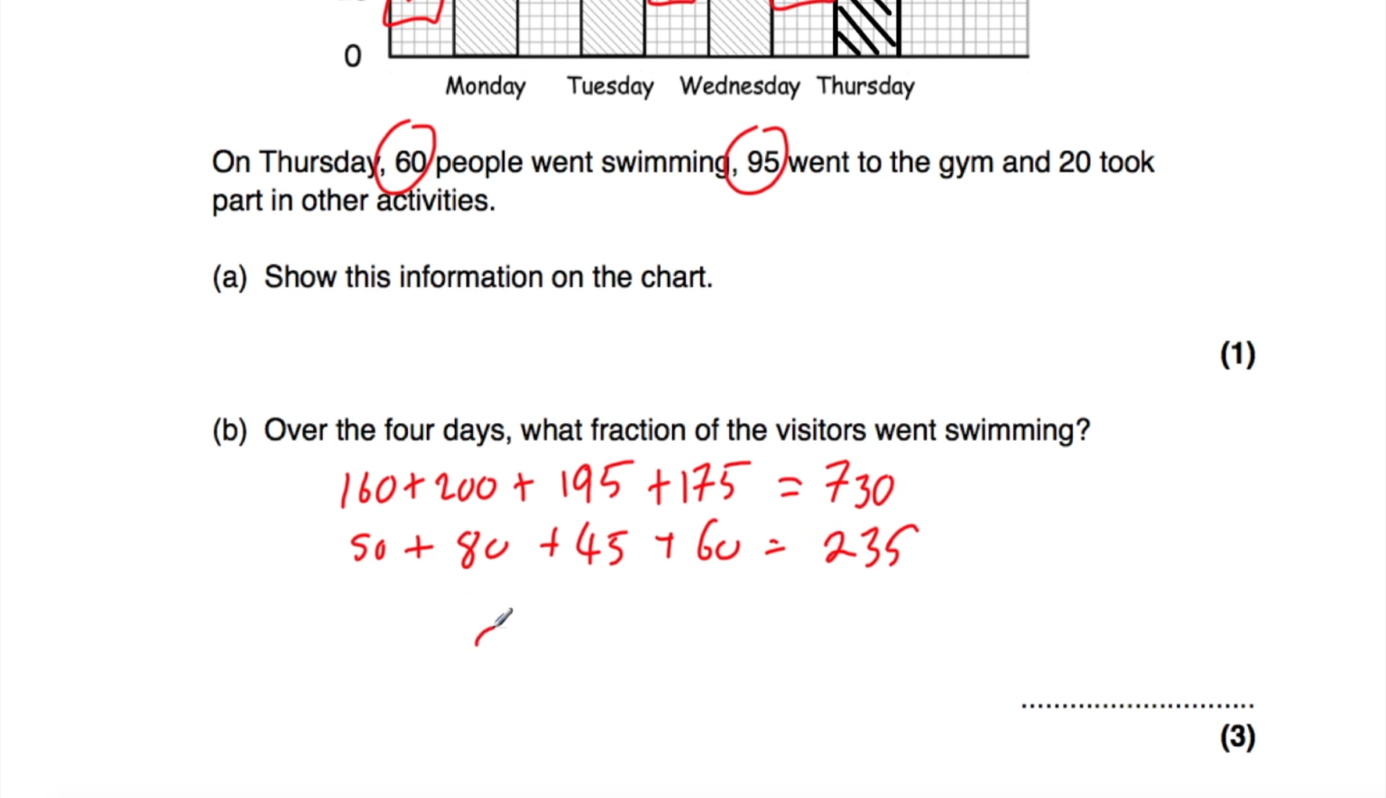So let's write that as a fraction: 235 out of 730. Now this is a calculator question, so we can just type that into our calculator and let it simplify it for us. So that's equal to 47/146. So that's it. That means that 47/146 of the people went swimming, and that's it. Okay, let's have a look at our next question.